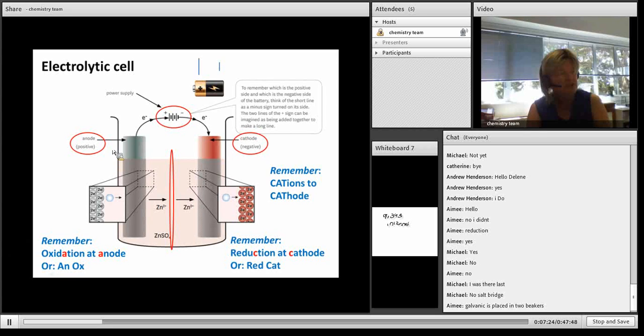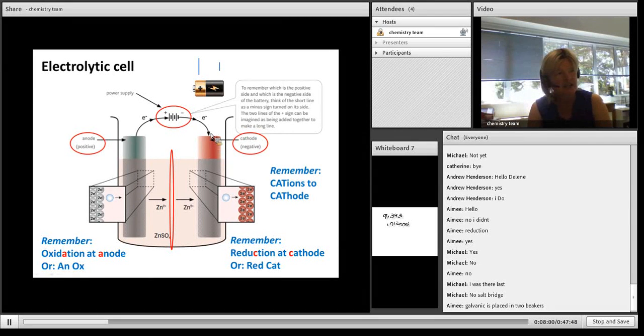The other difference is in an electrochemical or galvanic cell that we did last week, we had a positive cathode. Remember that red cat with crosses for the eyes, and the anode was negative. Now, can you see there's an opposite over here? The cathode is negative, so this is the one thing you do have to remember. The cathode is negative. If you think of why it would be, it has to be connected to the negative pole of the battery.